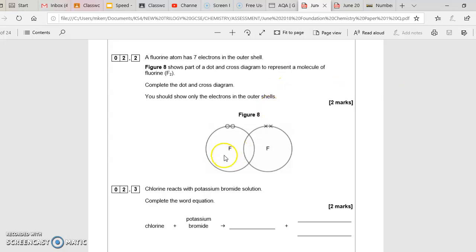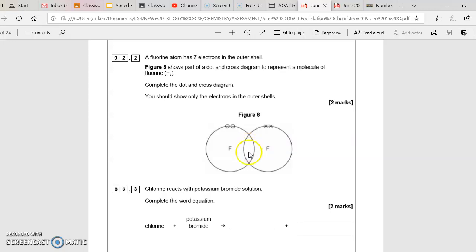Okay, to draw this, work out what group fluorine's in. It's in group 7, so it needs one more electron to get its full outer shell, as does this fluorine. So it means they're both going to share one electron with each other. Now it's worth 2 marks. Your first mark is for putting a cross and a dot, because remember it's a cross and dot to represent where the electrons have come from.